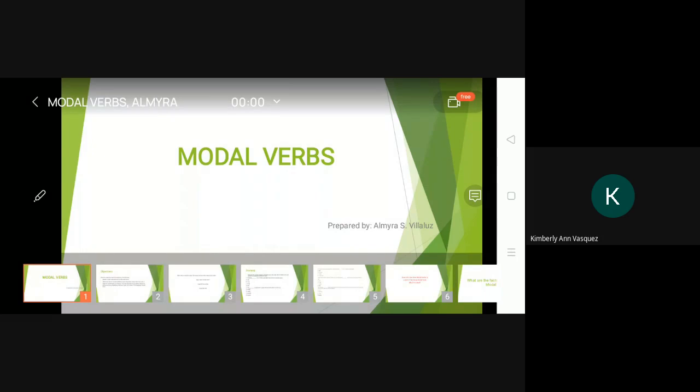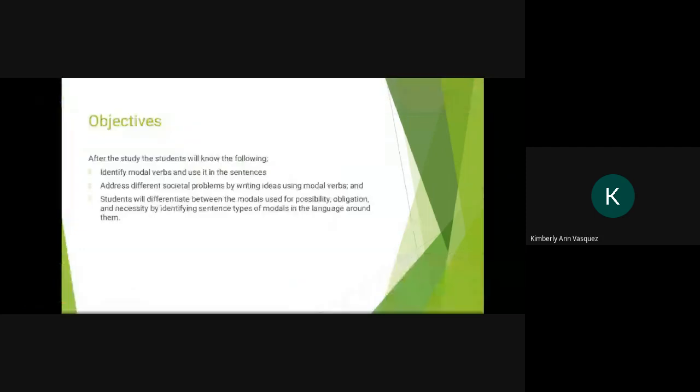So our topic for today is all about modal verbs. After the study, the students will know the following. You will identify modal verbs and use them in sentences. The second one is to address different societal problems by writing ideas using modal verbs. And the last one is the students will differentiate between the modals used for possibility, obligation, and necessity by identifying sentence types of modals and language around them. So these are the objectives.